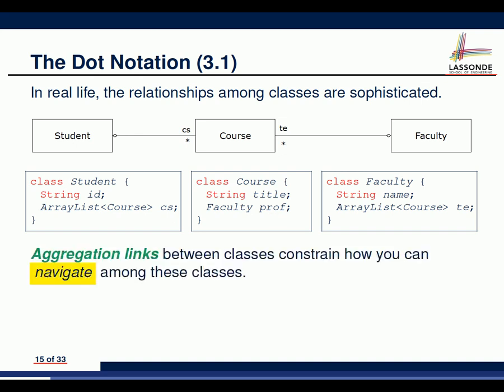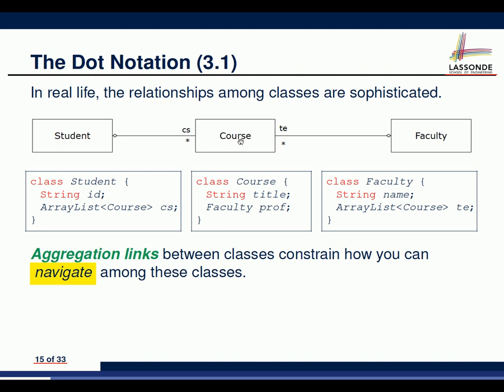So now let's first of all talk about aggregation links. Just from the diagram, we can do some traversal or navigation. The fact that student has a link to course, and course has a link to faculty, means we are able to go from student to course and course to faculty. How do we go from one class to another? The answer is you use the dot notation. When you traverse through the aggregation links, each single link corresponds to a single dot in your Java code. That's the principle, but we'll do exercises together.